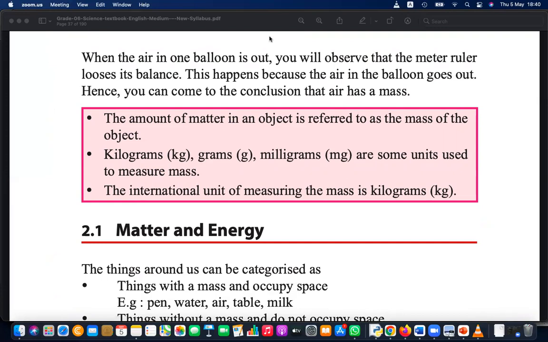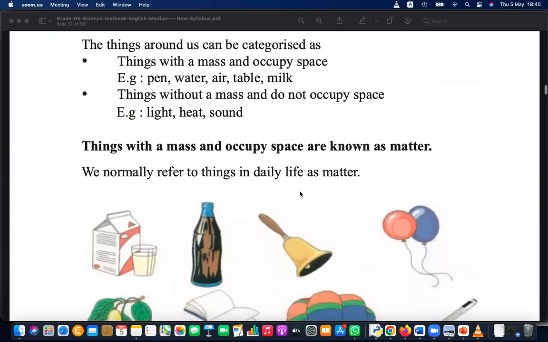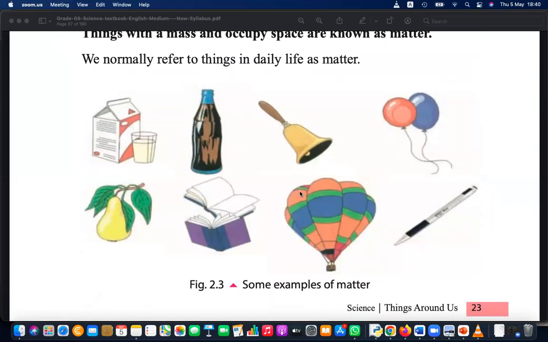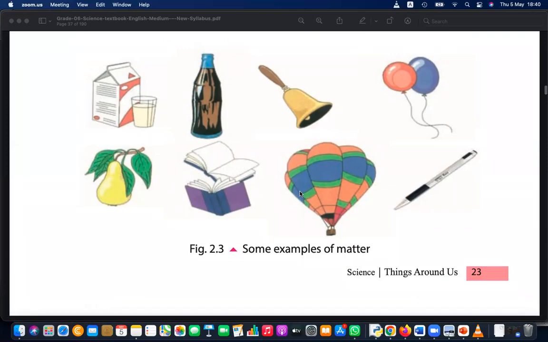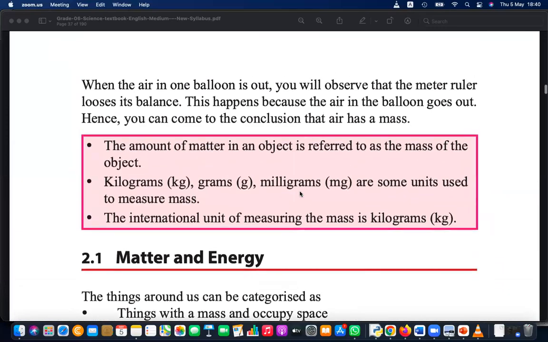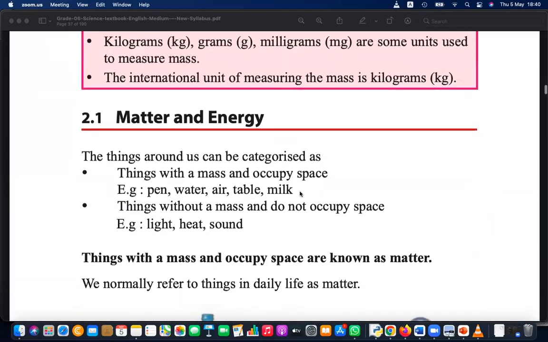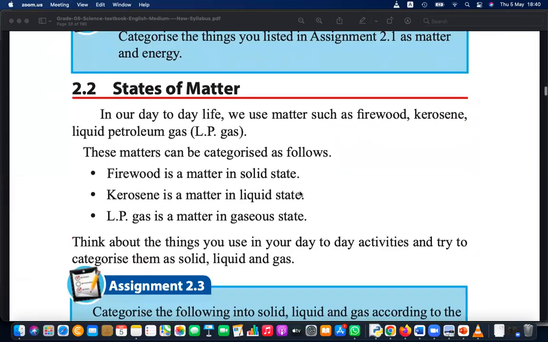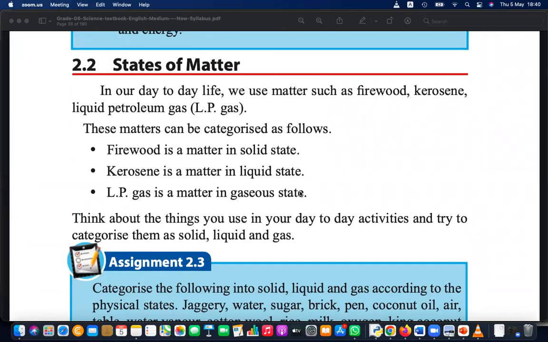So basically kilograms, grams, milligrams. These are some measurement units, and we learned the relationship among these measurement units. Then after discussing this, the things that occupy space and also have weight, we have further categorized into the states of matter.